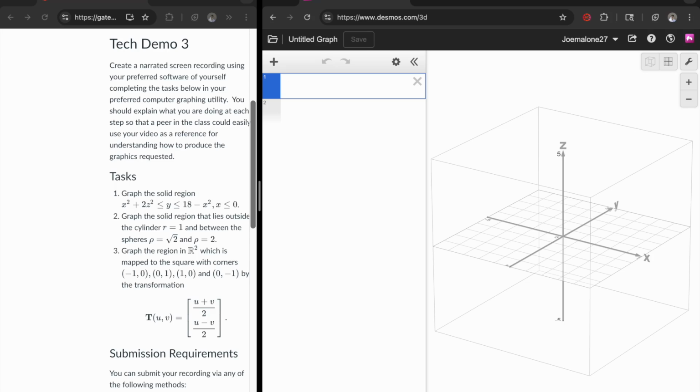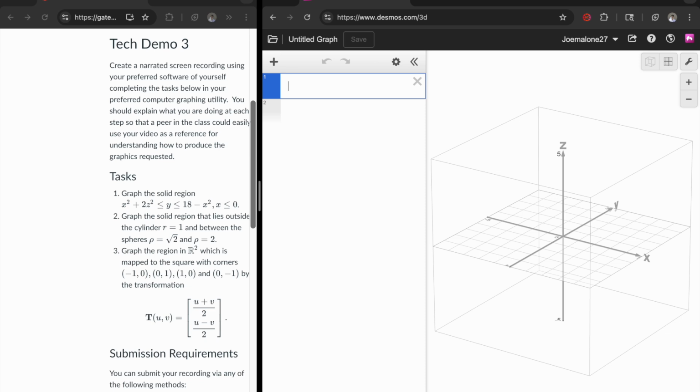So this is my video on Tech Demo 3. The questions we'll be following are on the left side of the screen. And the first question we're going to do is graph the solid region x squared plus 2z squared is less than or equal to y, less than or equal to 18 minus x squared, but x has to be less than or equal to 0.